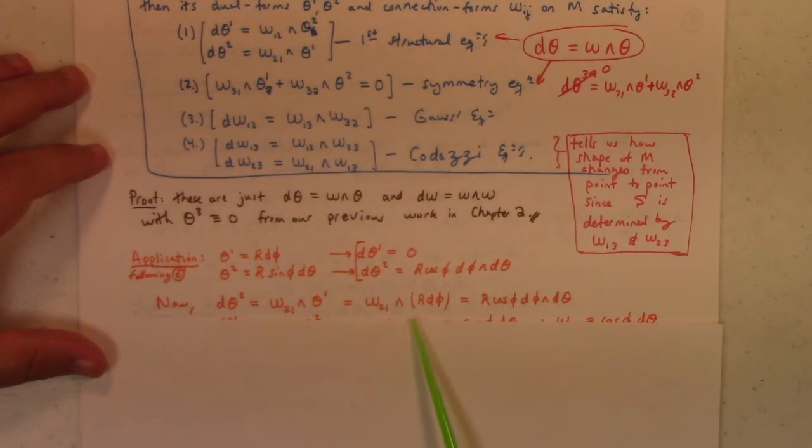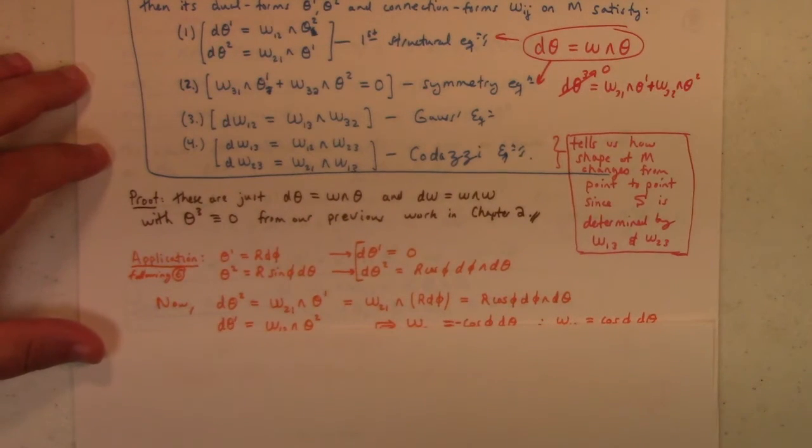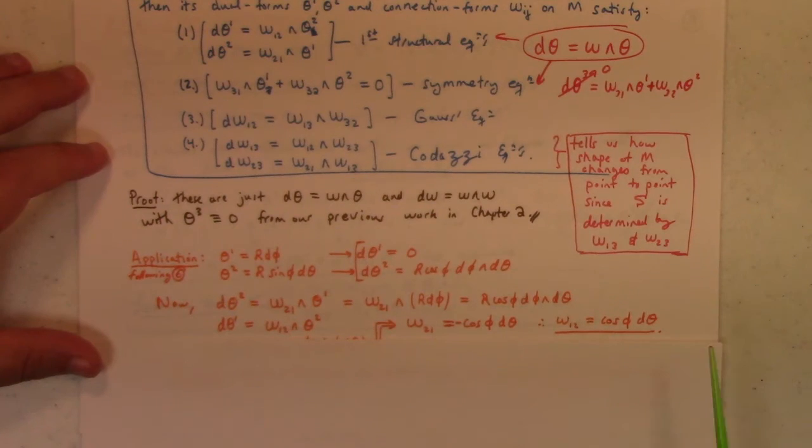Now I can't be sure, because if there was a phi component, it would have been squashed because I wedge it right here, right? So this doesn't tell me that there is no phi component, but it does tell me that a good candidate for the theta component is just like minus cosine phi d theta, of course. On the other hand, we have d theta 1 is equal to omega 1, 2 wedge d theta 2, right?